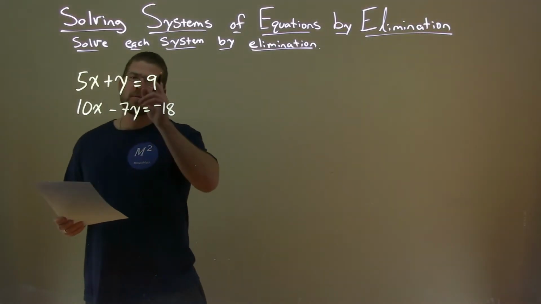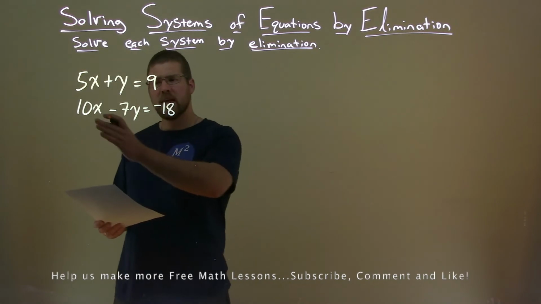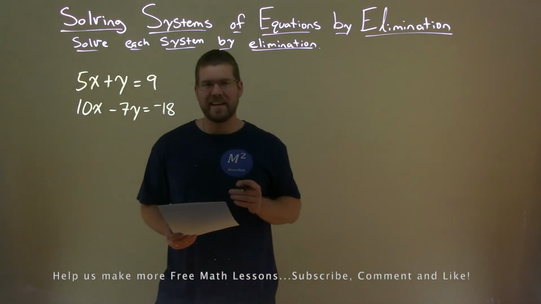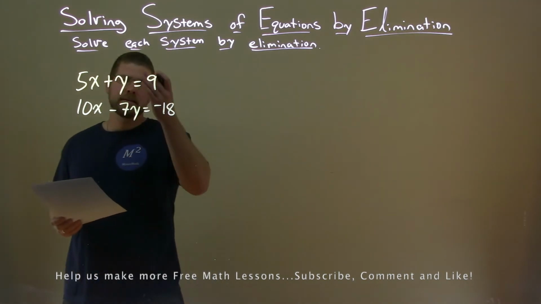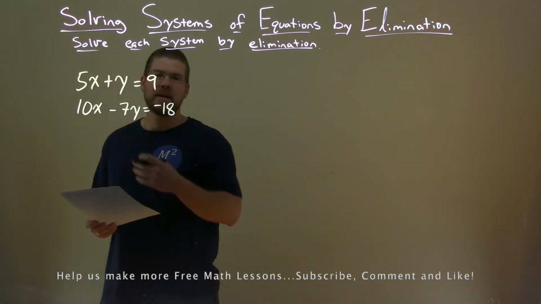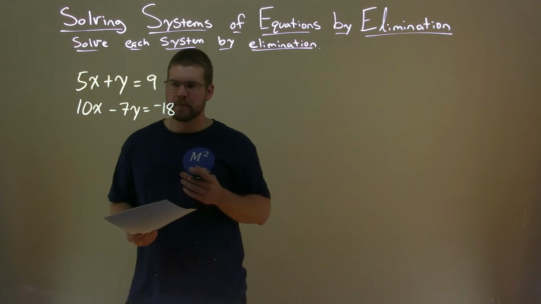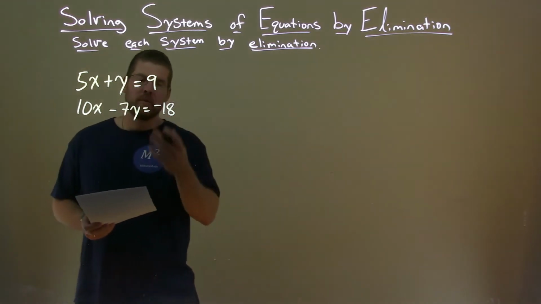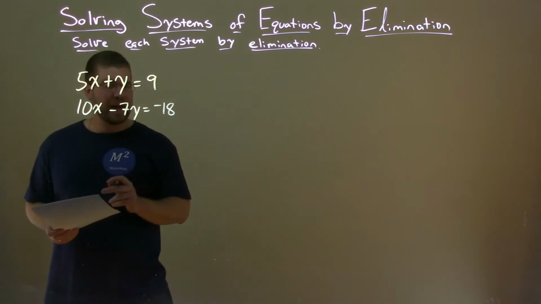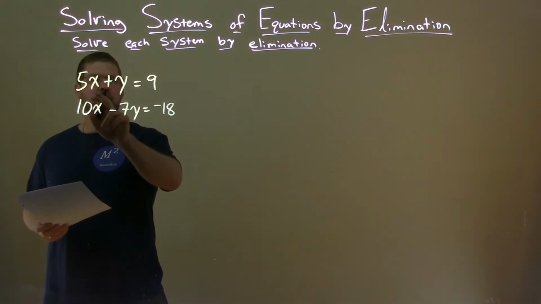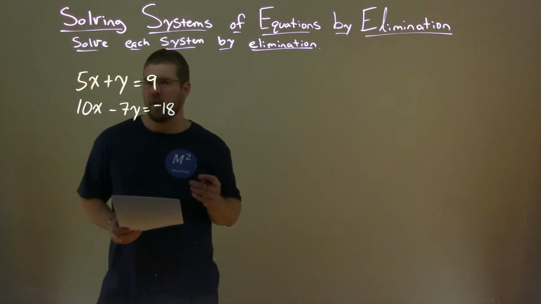So we're given this problem, 5x plus y equals 9, 10x minus 7y equals a negative 18. Well, the goal is to add these two equations here to see if a variable eliminates. But nothing I can do right away does that. But I see 5x and 10x, they're pretty close. 5 multiplied by 2 is 10, we're on our way there.